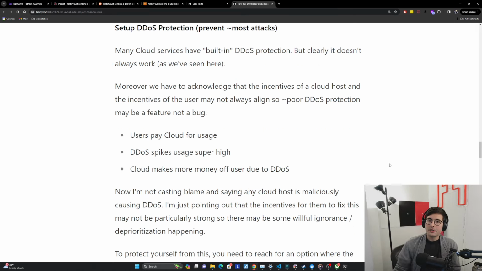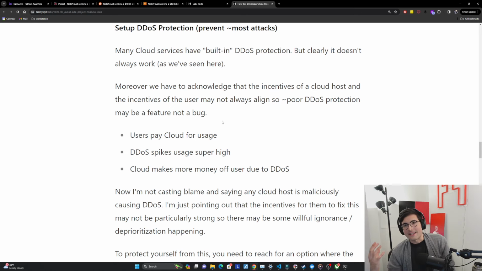All right, the next thing you can do is set up DDoS protection, which will prevent most attacks. Many cloud services have built-in DDoS protection, but clearly it doesn't always work, as we've seen here. Netlify says they have built-in DDoS protection, and it didn't work. Moreover, I think we have to acknowledge that the incentives of a cloud host and the incentives of the user may not always align. So poor DDoS protection may be a feature, not a bug.